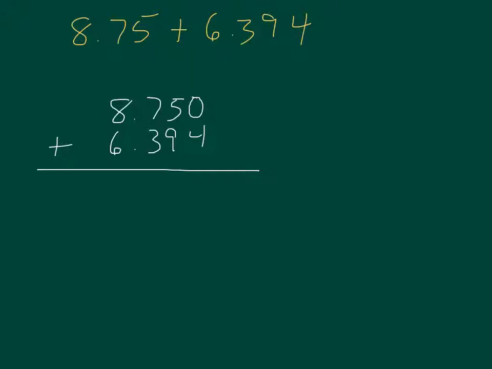So 0 plus 4 is 4. 5 plus 9 is 14, so you bring down the 4 and you carry the 1. And then 1 plus 7 plus 3 is going to give you 11, so you have to carry the 1. And then 1 plus 8 plus 6 will give you, well, 1 plus 8 is 9, and then 9 plus 6 is 15. So 8.75 plus 6.394 will give you 15.144.